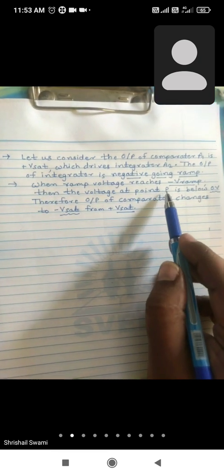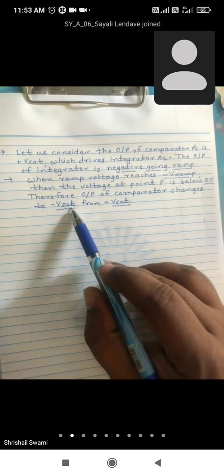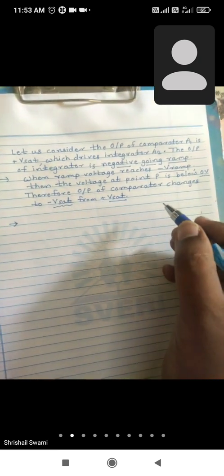Therefore the output of the comparator changes to minus Vset from plus Vset. Earlier it was plus Vset, now it will become minus Vset, because the voltage at point P is now negative, which is less than 0 volt. Therefore the output of the comparator will change from plus Vset to minus Vset. Now as soon as minus Vset is given to the inverter, again it will give the positive ramp.